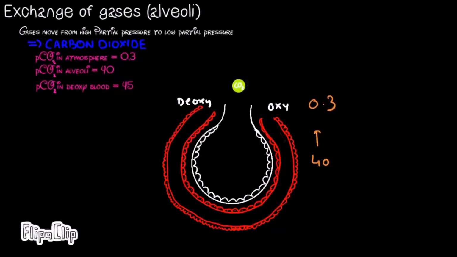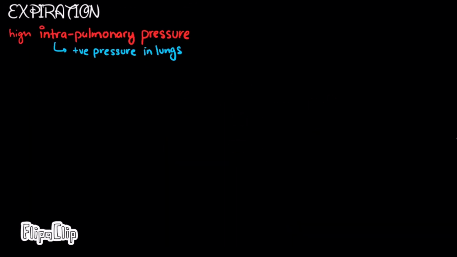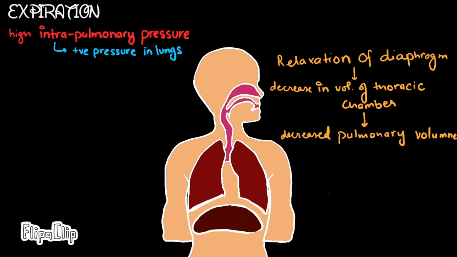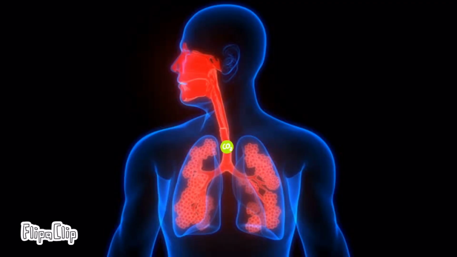3. Expiration. High intrapulmonary pressure causes positive pressure in the lungs. Relaxation of the diaphragm leads to a decrease in pulmonary volume and volume of the thoracic chamber. This forces the air out of our lungs and hence causes expiration, along with the exhalation of carbon dioxide.